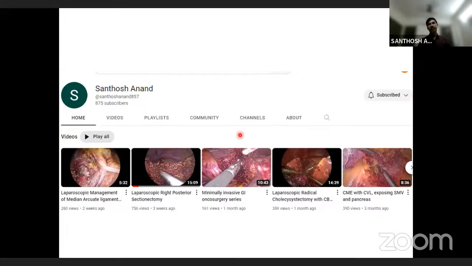Bariatric surgery in cirrhosis patients. The preferred surgery in cirrhosis patients is sleeve only, and we don't do bypass. Okay.